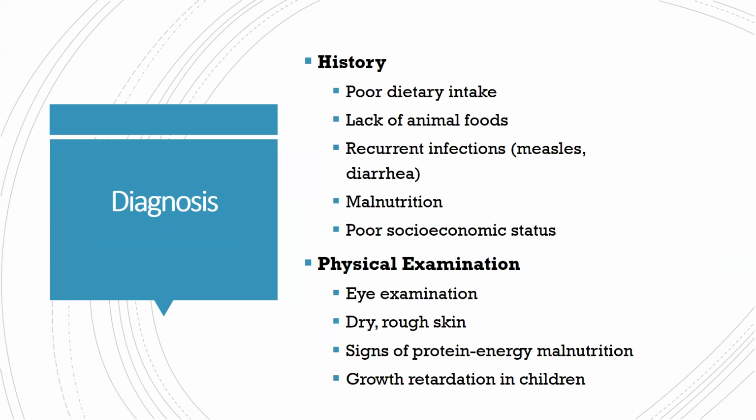So the diagnosis of vitamin A deficiency is based on history that will include poor dietary intake, lack of animal foods, recurrent infections like measles, diarrhea, malnutrition, poor socioeconomic status. Then we can do a physical examination, including the eye examination, dry, rough skin, signs of protein energy malnutrition, and growth retardation in children.